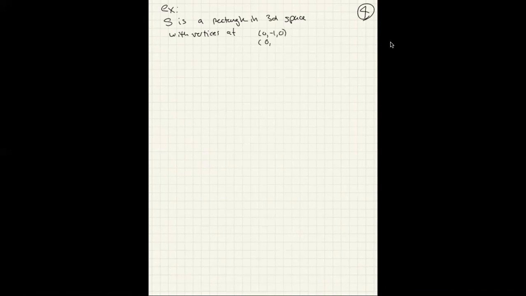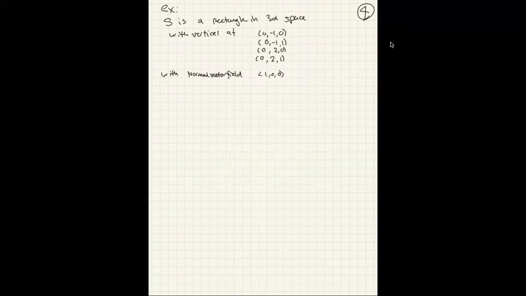So in this next example, the surface is a rectangle in 3D space with vertices at (0, -1, 0), (0, -1, 1), (0, 2, 0), and (0, 2, 1), with normal vector field pointing, well, I'll just say (1, 0, 0).